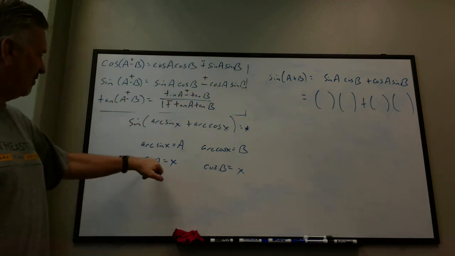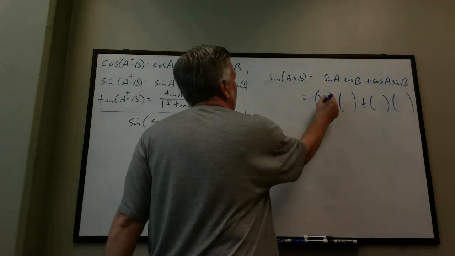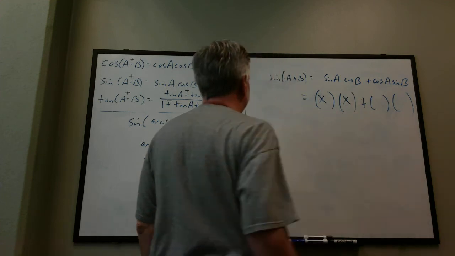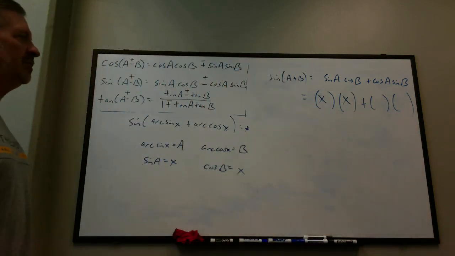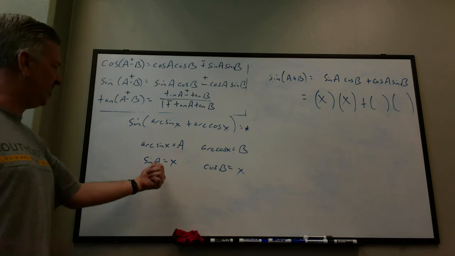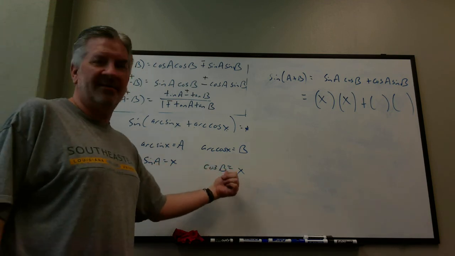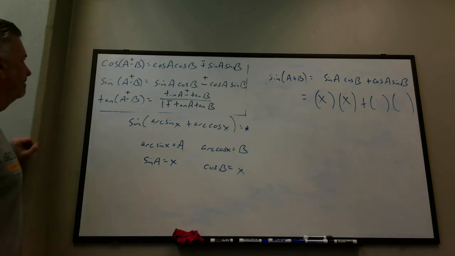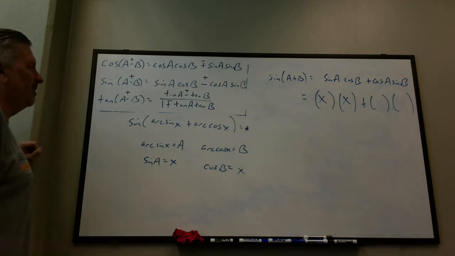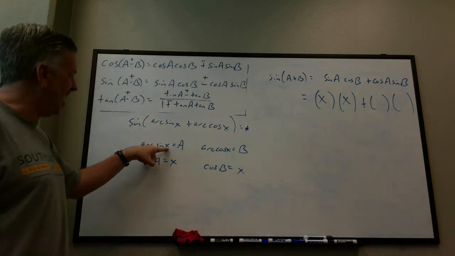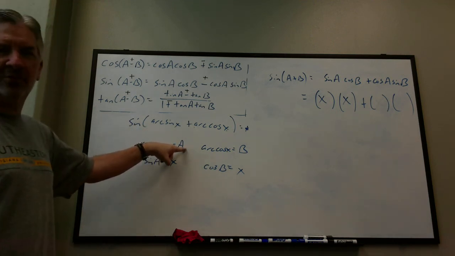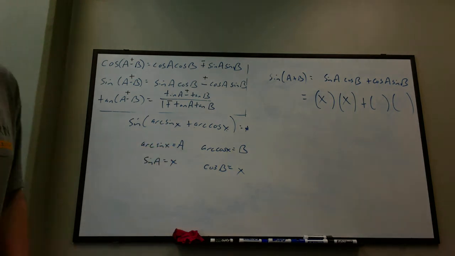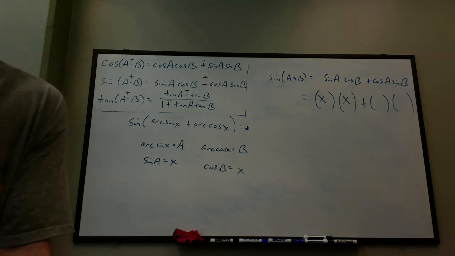Now two of them I already know. Sine of A is x. And cosine of B is x. So two of them we know. Now I need to find the cosine of A, which I don't know, and the sine of B, which I don't know. Okay, so I don't know what x is. If x is positive, arc sine of a positive, A is in the first quadrant. But if x is negative, A is going to be in the fourth quadrant, and it doesn't say.